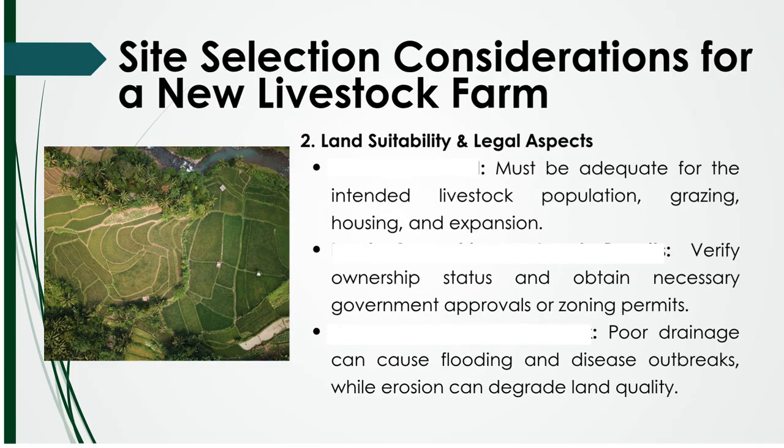Right, for the land suitability and legal aspect, the size of land must be adequate for the intended livestock operations, grazing and housing, and also expansion. So this will be detailed in week 8 and week 9 on livestock farm planning and also herd flow. And next, land ownership and legal permit.